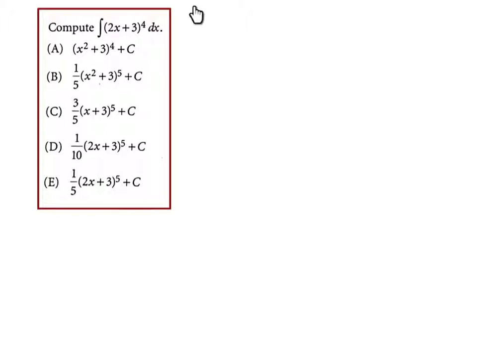So let's make u equal to 2x plus 3. So du will be 2dx. Divide, and then I can rewrite my integral as 1/2 integral of u to the 4th du. Excuse me, I'm ahead of myself here, u to the 4th.